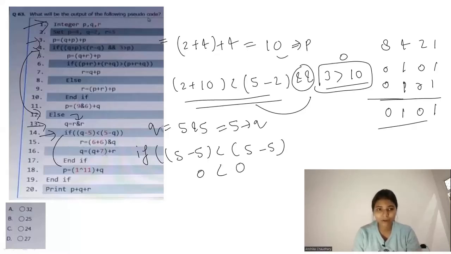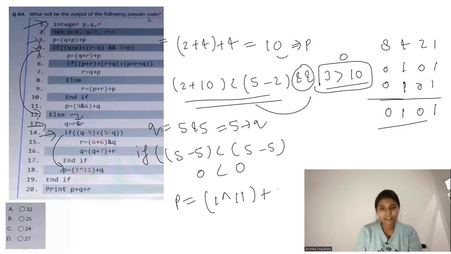We will directly jump to line number 18, and at line number 18 we need to update the value of p by performing an operation, and the operation is bitwise XOR: 11 XOR q, where the q value was 5. This is a bitwise operator, so we need to convert them into binary. So let's convert them into binary.